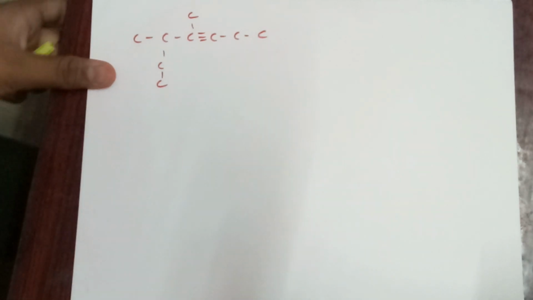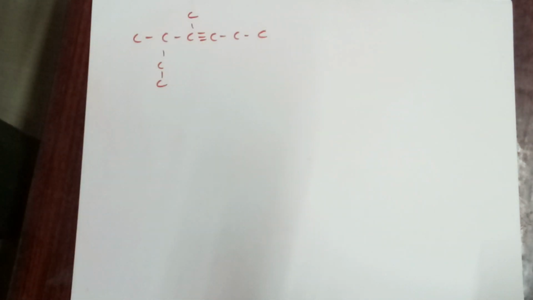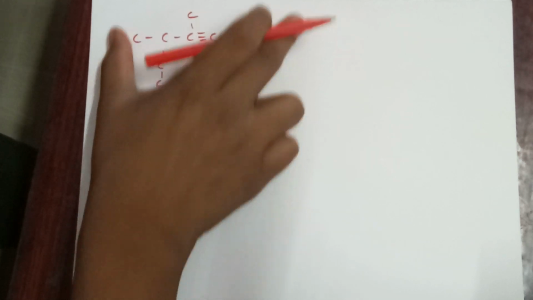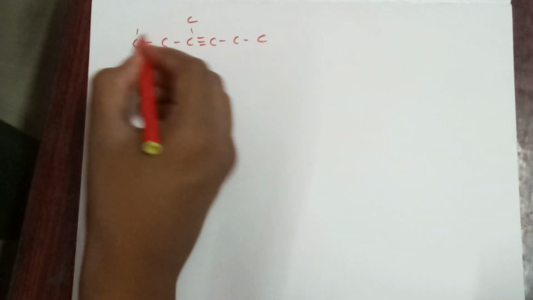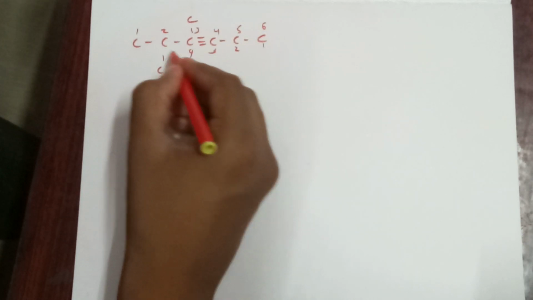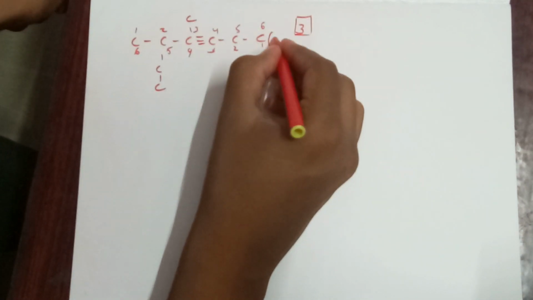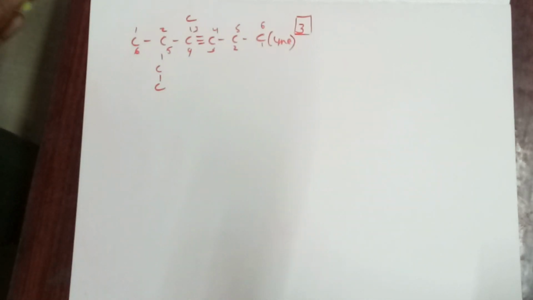We don't have any halogens also. Then we have to see the branches. Where are the branches? Now we have to just count this bonding. 1, 2, 3, 4, 5, 6. It is from both ways between 3 and 4. So the bonding number will be 3 itself. But it is a triple bond, so it will be ine.